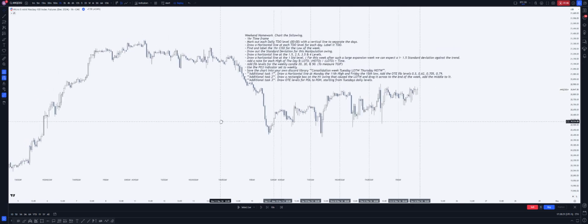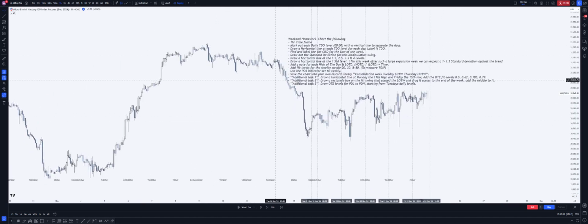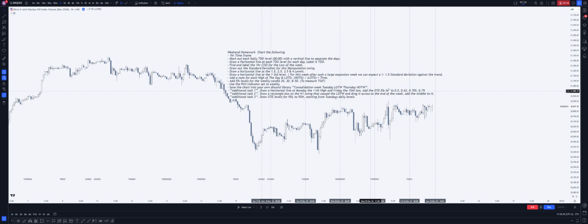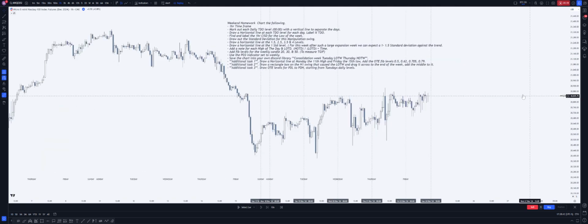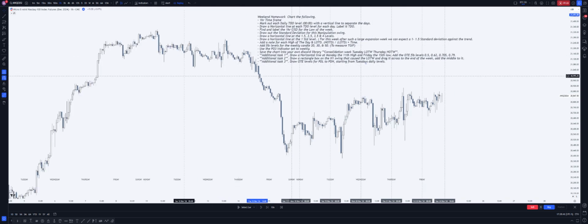We've then gone into a market maker sell model. Price has broken structure and come straight down. After an expansion week, we can expect more of a consolidation week and price to move to an internal liquidity.